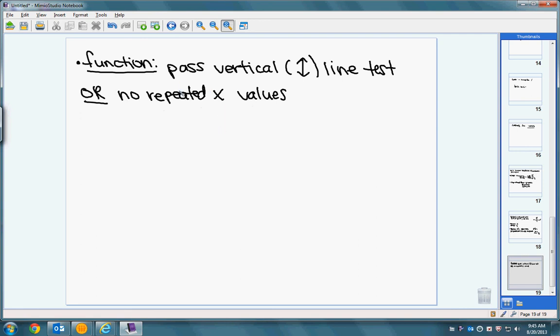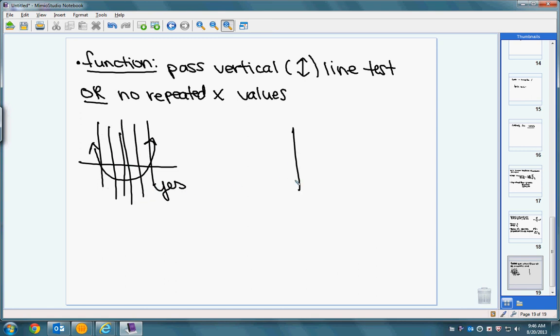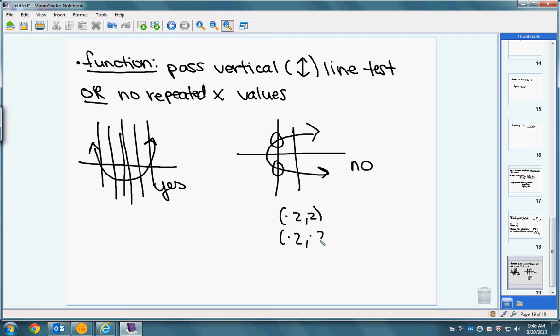So here's an example. Is this a function? Yes or no? The answer is yes. See the vertical lines? It never crosses a vertical line more than once. Is this a function? Yes or no? No. If you look, it crosses the vertical line more than once, which if I were to write those as ordered pairs, pretend that's -2, 2, and -2, -2, these have the same repeated x value. That is not allowed to happen.